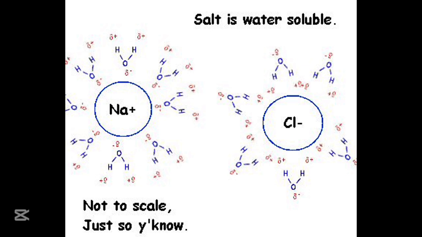Sure, let's think about salt, sodium chloride, NaCl. It's an ionic compound made up of charged particles: sodium ions, which are positive, and chloride ions, which are negative. When you put salt in water, the water molecules are attracted to those charges. The slightly negative oxygen ends of the water molecules surround the positive sodium ions, and the slightly positive hydrogen ends surround the negative chloride ions.